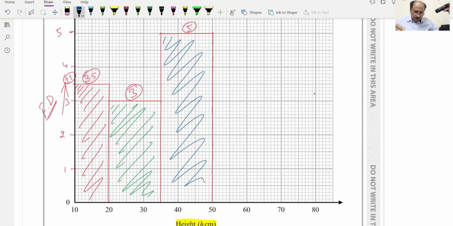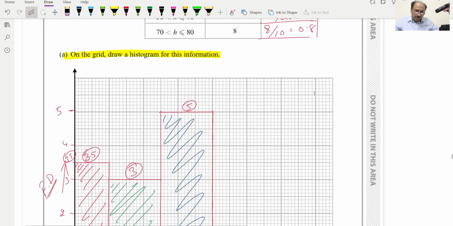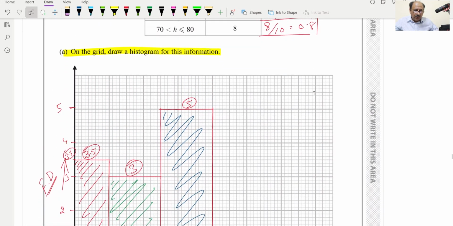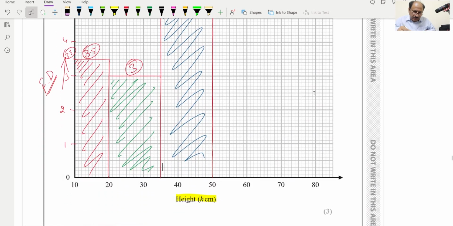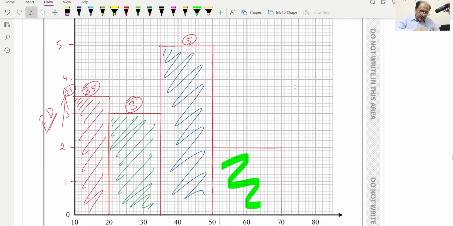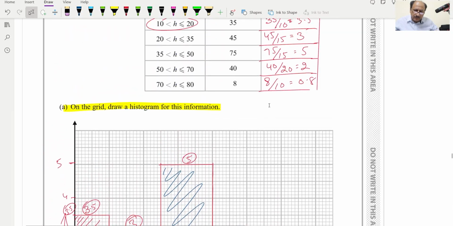So next is 50 to 70, height is 2. 50 to 70, height is 2. 2 means up to this one, 50 to 70. So this will be our histogram, and this is basically up to 2.